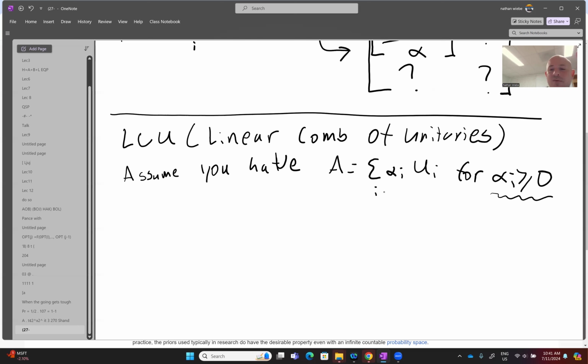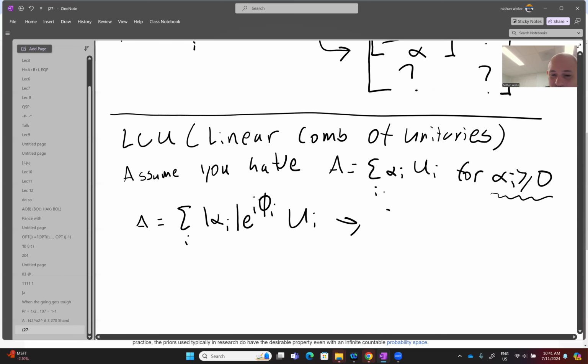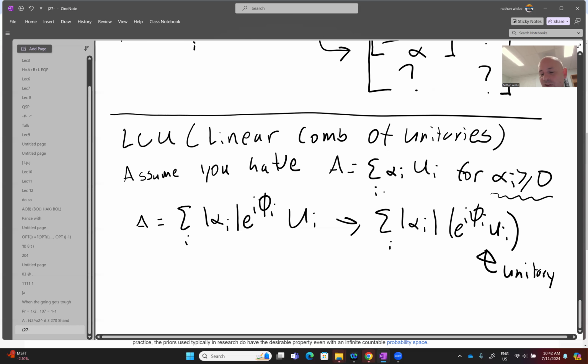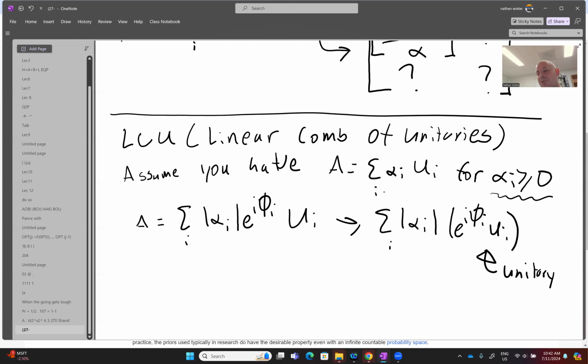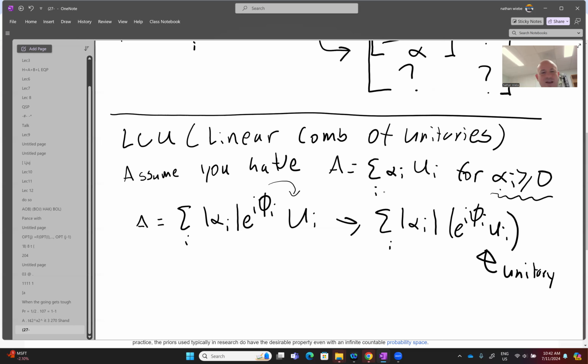The reason why is that if we didn't have that, if I had A in general equal to the sum over i, absolute value of alpha_i, e^{i phi_i}, U_i, then we can just rebracket this whole thing. This can now be written as a sum over absolute value of alpha_i, times e^{i phi_i} U_i, and now these are just a new set of unitary matrices. So if this assumption wasn't true, and we wanted negative or complex weights on the individual unitaries, we can always absorb that complex weight into the unitary in order to make that assumption true. So without loss of generality, we can always assume that the alpha_i are greater than or equal to 0, which again is not technically needed, but it'll make our discussion a lot easier. So let's stick with that assumption.